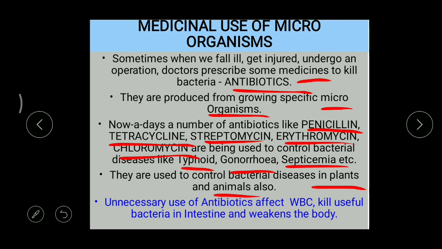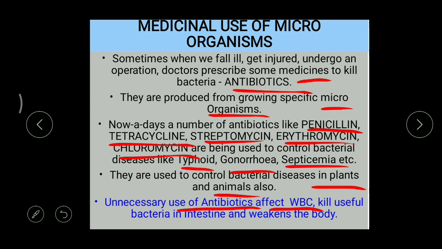Nowadays, people, without consulting the doctor for different types of health issues like a cold or cough, even for simple infections, go to a medical shop and take medicine, and also antibiotics. Whenever we use antibiotics unnecessarily without the prescription of a doctor, they especially affect the WBC in our body. WBC, white blood corpuscles, are responsible for fighting against disease.